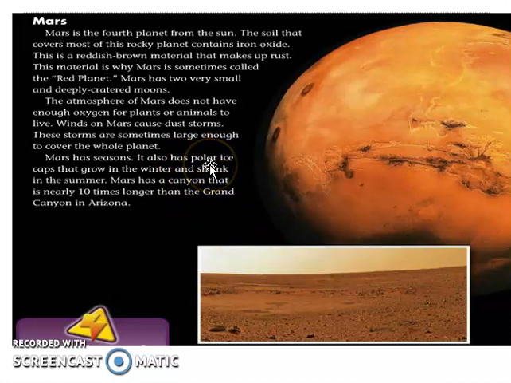These storms are sometimes large enough to cover the whole planet. Imagine that a sandstorm could cover the entire planet. So, that is a very strong storm. Mars has seasons. It also has polar ice caps that grow in the winter and shrink in the summer. Mars has a canyon that is nearly 10 times larger than the Grand Canyon in Arizona in the United States.